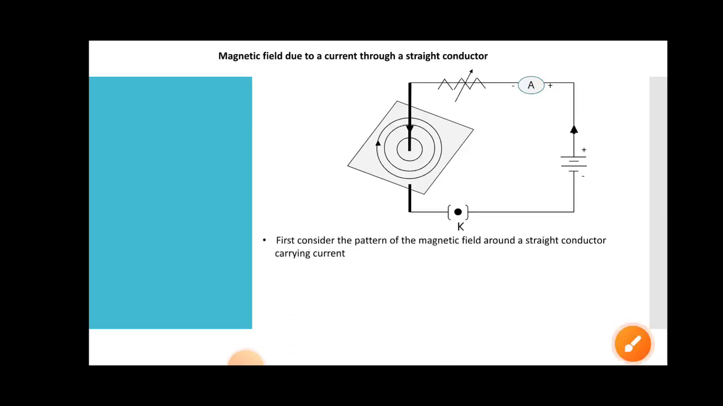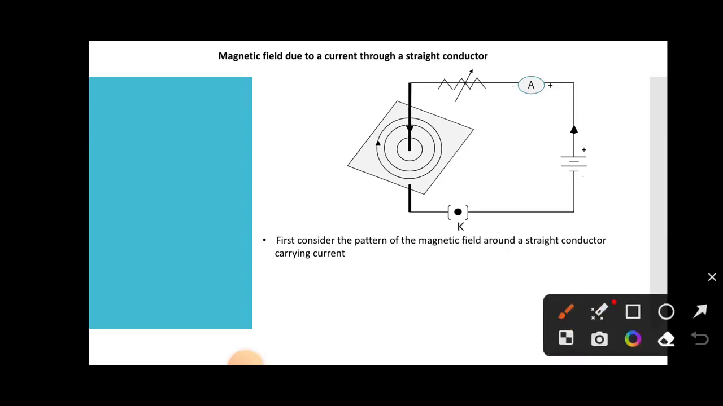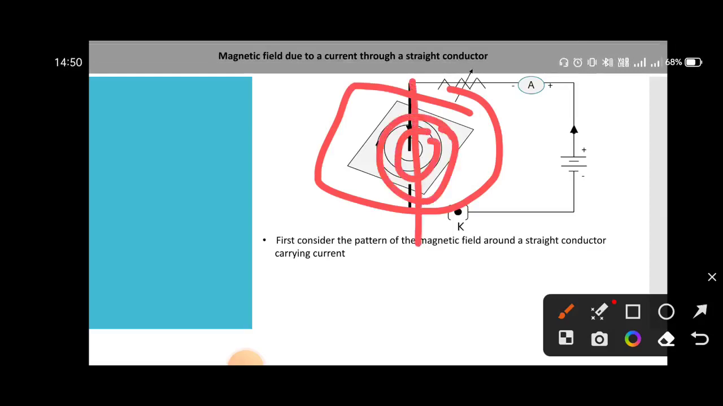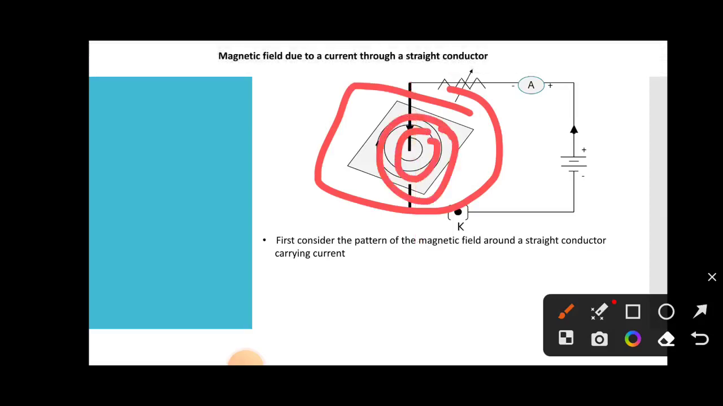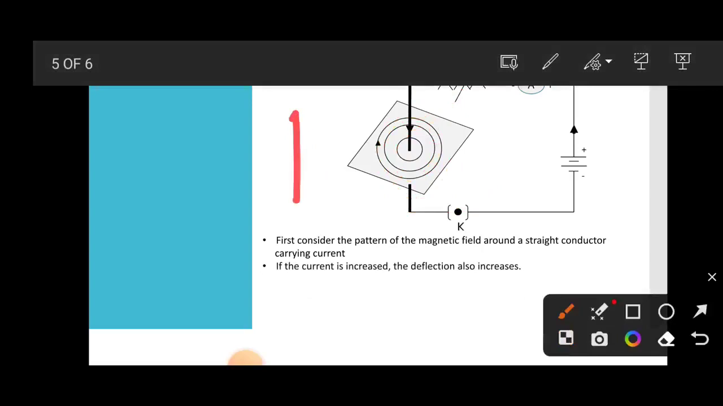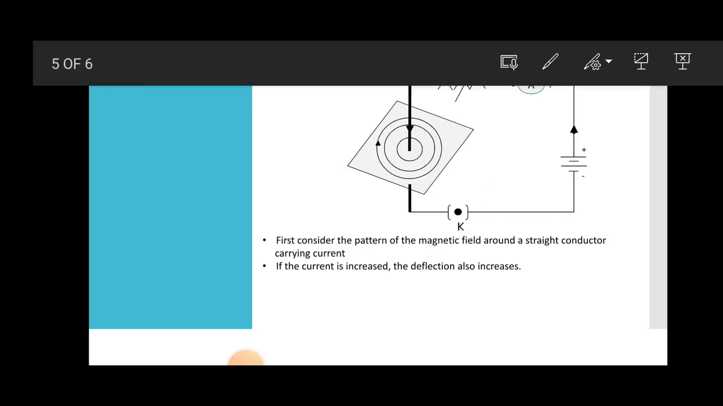Now first consider the pattern of the magnetic field around a straight conductor carrying the current. Consider this figure particularly. If the current is increased, the deflection is also increased.